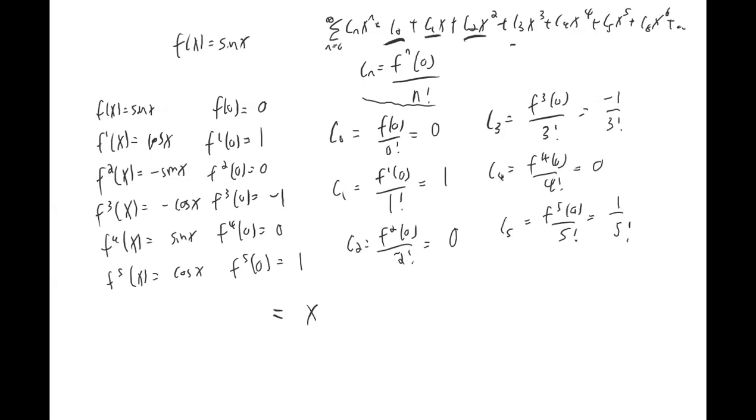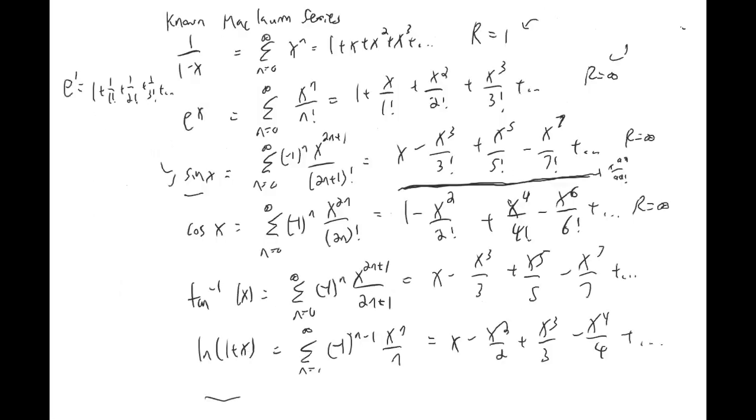Plus C1x, so it's x. C2 is 0, so that's gone. C3 is -1/3 factorial times x cubed. C4 is gone because C4 is 0. The coefficient C5 is 1/5 factorial. So on and so forth. So we found the first 3 non-zero terms. And guess what? That's exactly what it is. We just got this.